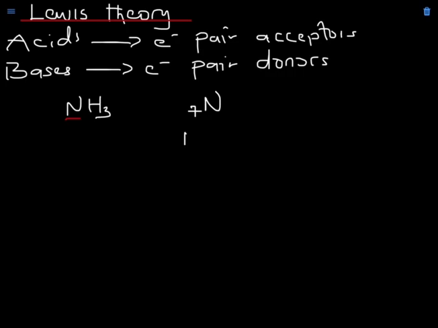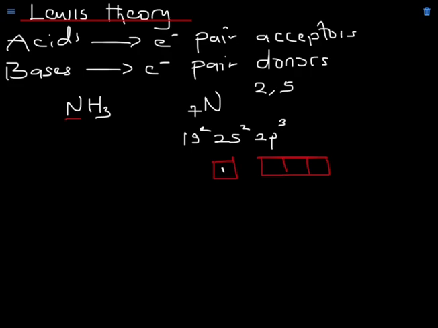So let's fill out the configuration. We have 1s2, 2s2, and 2p3 rather. Since nitrogen has 5 valence electrons, these two orbitals are the valence orbitals. In that case, let's draw their configuration out. I mean they are subshells. And fill in the electrons.